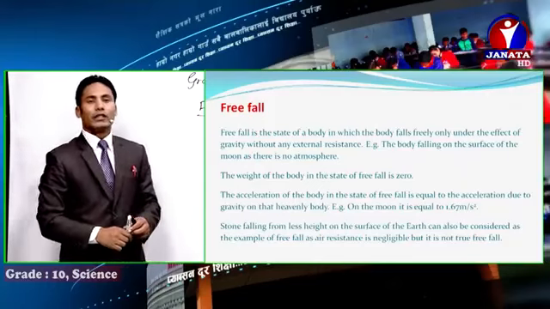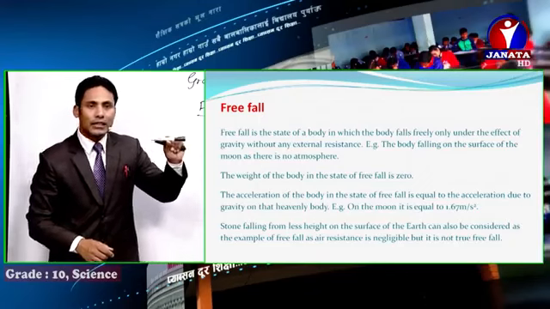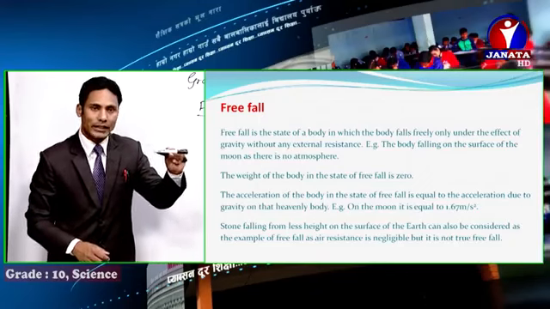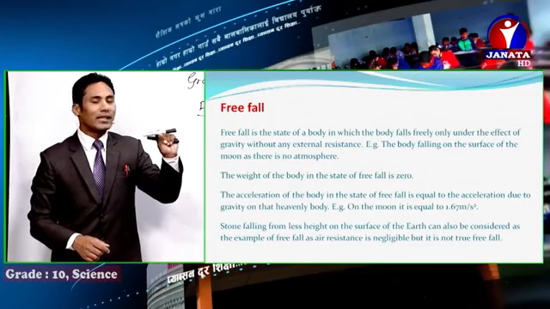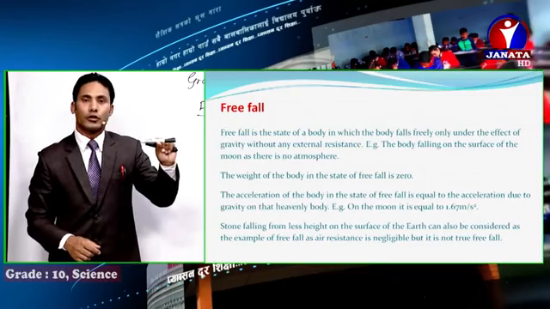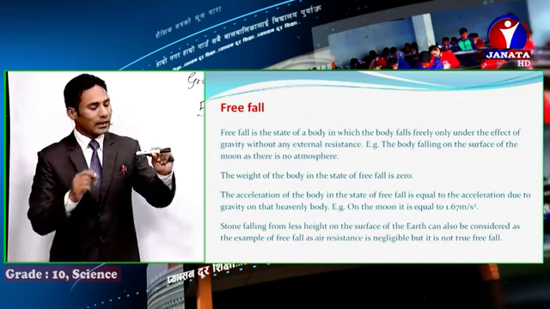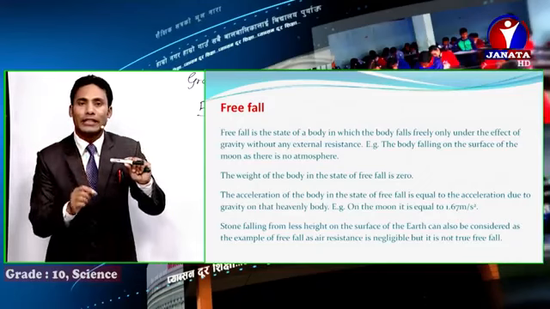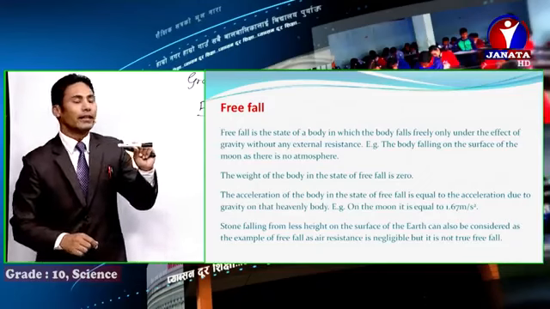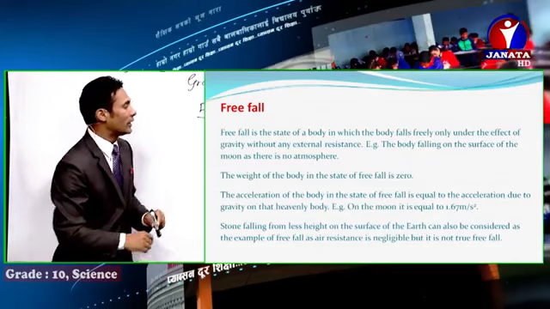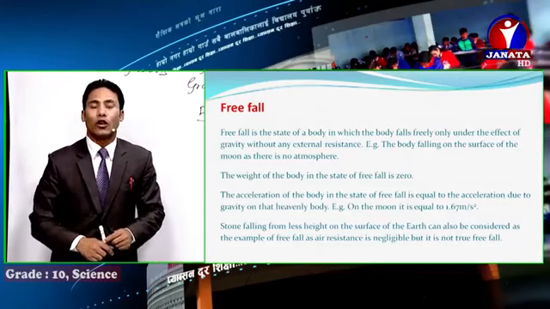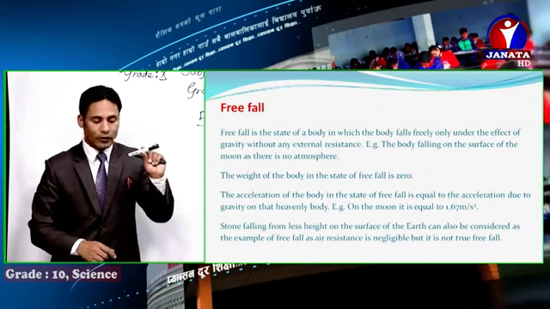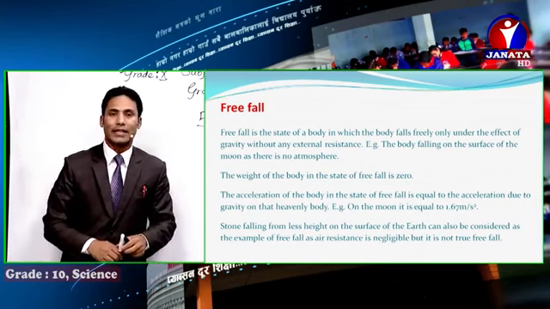Generally, during free fall, the acceleration of the freely falling object is equal to the acceleration due to gravity. That means the acceleration due to gravity and the acceleration of the freely falling object are equal in the case of free fall. And generally, during free fall, the weight of an object is 0. That is, the weight of an object during free fall is 0.